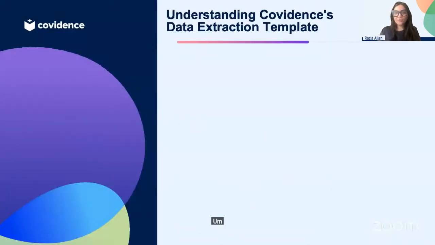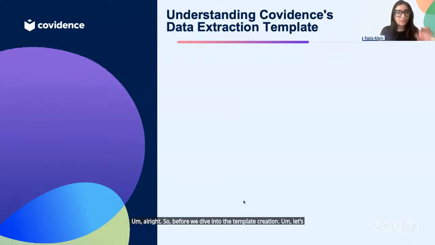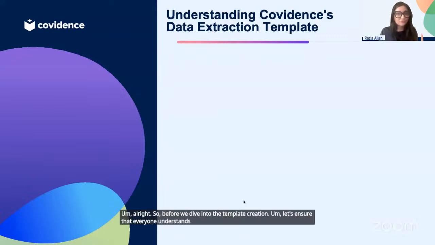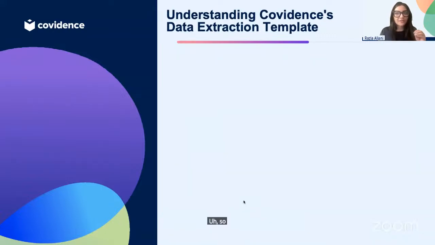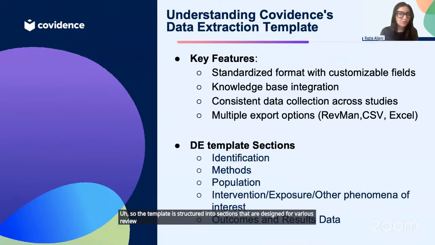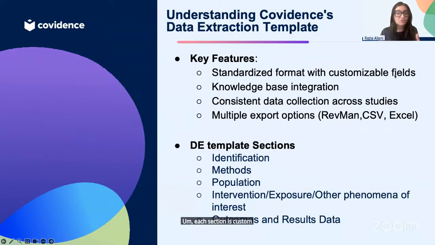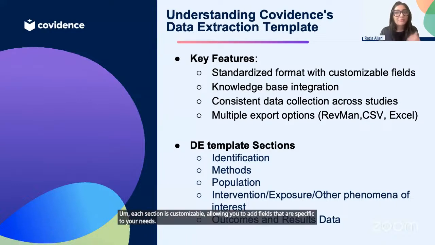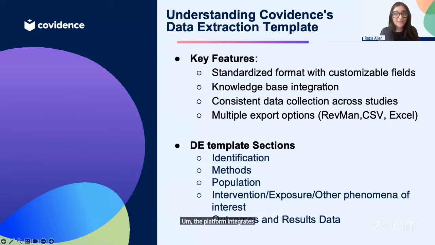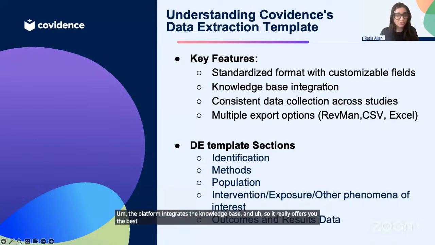All right, so before we dive into the template creation, let's ensure that everyone understands Covidence's current template structure. The template is structured into sections that are designed for various review types, though it was initially optimized for intervention reviews. Each section is customizable, allowing you to add fields that are specific to your needs. The platform integrates the knowledge base, so it really offers you the best practice for each of the sections.